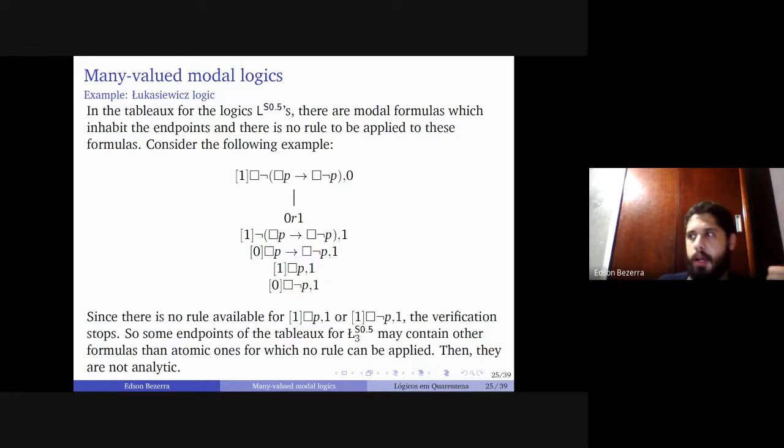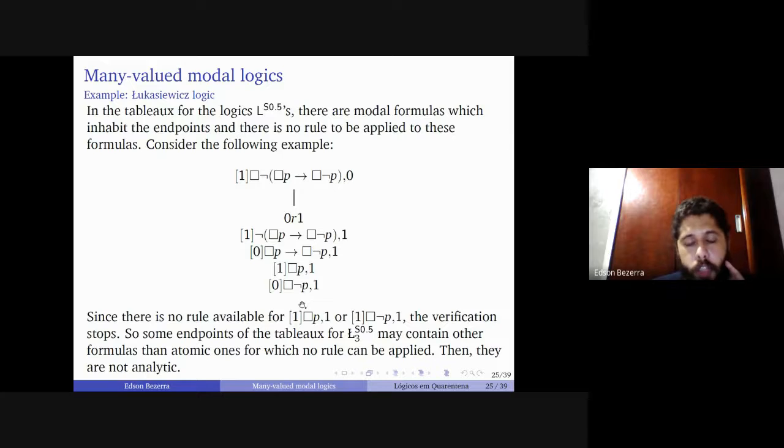As I said before, some nodes may have other formulas than atomic ones. Suppose, for example, a branch which contains this formula and this label here. Suppose that box not box P implies box not P is true in the world zero. Applying the modal rule, we pass to the world 1. So in the world 1, this formula is true. Applying the negation, we have 0: the box P implies box not P is false. And applying the rule of falsity, we have box P and box not P.